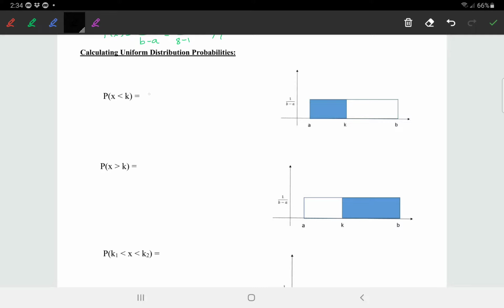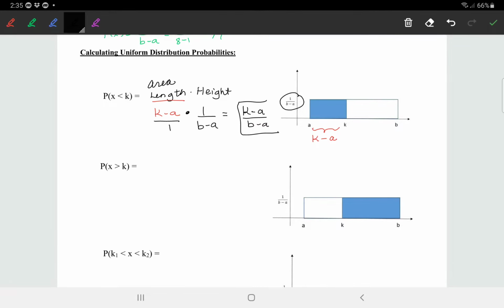Okay, we know that the probability will be associated with the area. The area is always the length times the height. So what is the length? We could look in between here and here. The length of this will be given as whatever value k you pick, and you subtract a from it. So the length is k minus a. The height is always given as 1 over b minus a. And you can think about this as being over 1. So if you wanted to find the probability that x is less than k, you would take k minus a and divide it by b minus a. Length times height.